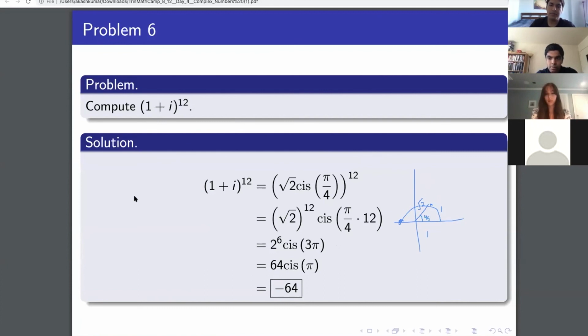So with this geometric way of thinking about complex numbers, these giant computations, which before would take you a really long time to compute, can now take seconds, with just knowing that magnitudes multiply and angles add.